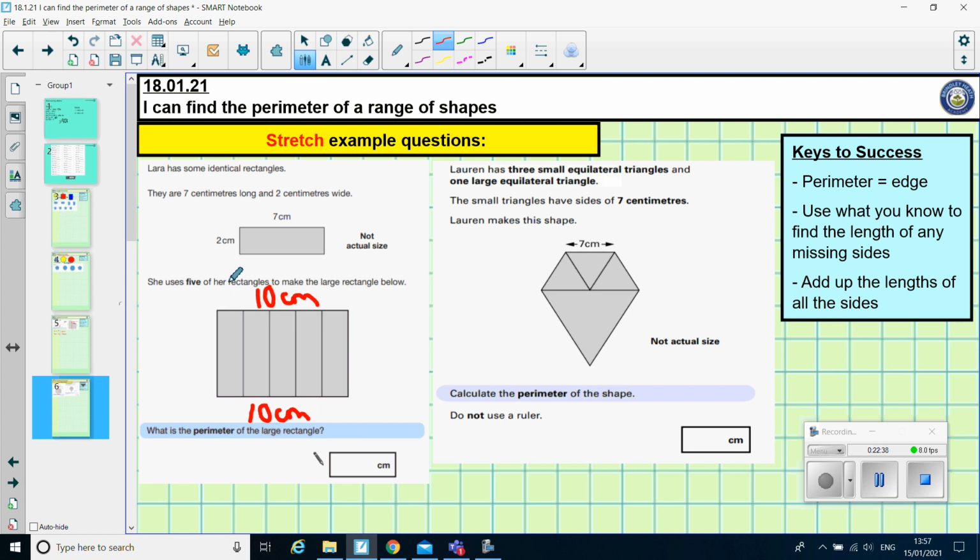Now we just need to know the width of this rectangle. So we need to look at the length of the smaller rectangle, which was 7 centimetres, and that is the width of our larger rectangle. So if it's 7 centimetres on the left, it's got to be 7 centimetres on the right. Then I can add up the lengths of all my sides: 10, add 7, add 10, add 7, which gives us the answer 34 centimetres.